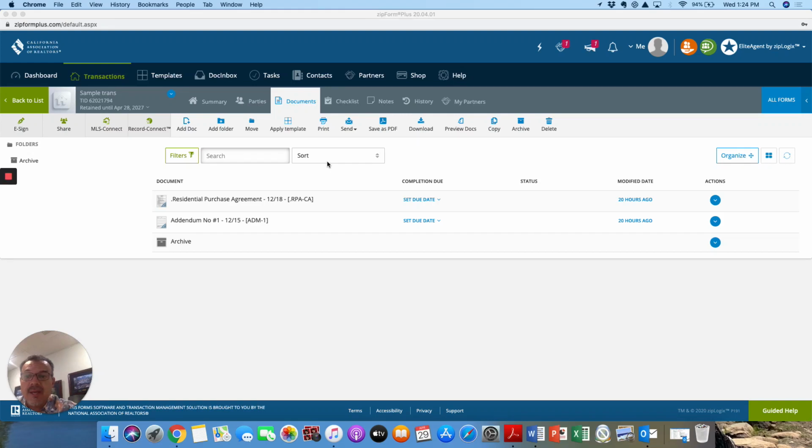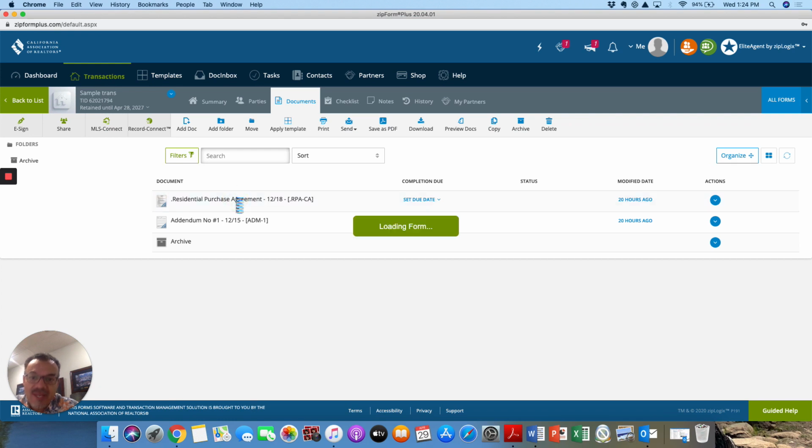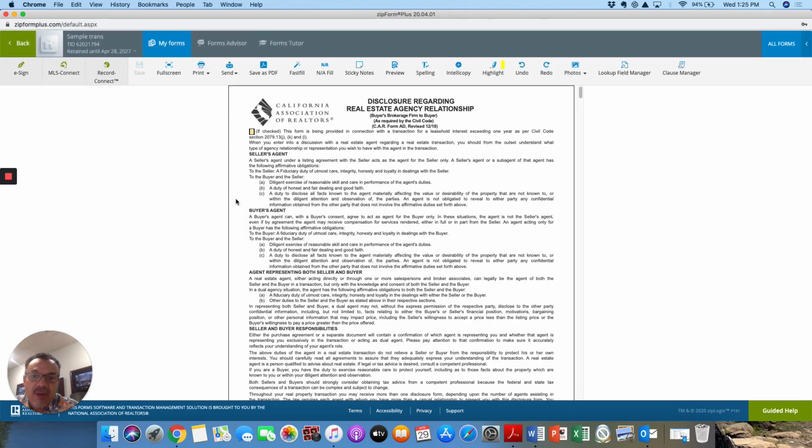Okay, here we are again, back in our transaction, and I am in my documents area. What I'm going to show you right now is how to fill out probably the most important parts of the document. As I get started here, I want to emphasize that you should print out the purchase agreement and read it. I'm not going to go through this paragraph by paragraph. What I'm going to do is show you what things to address when writing an offer.